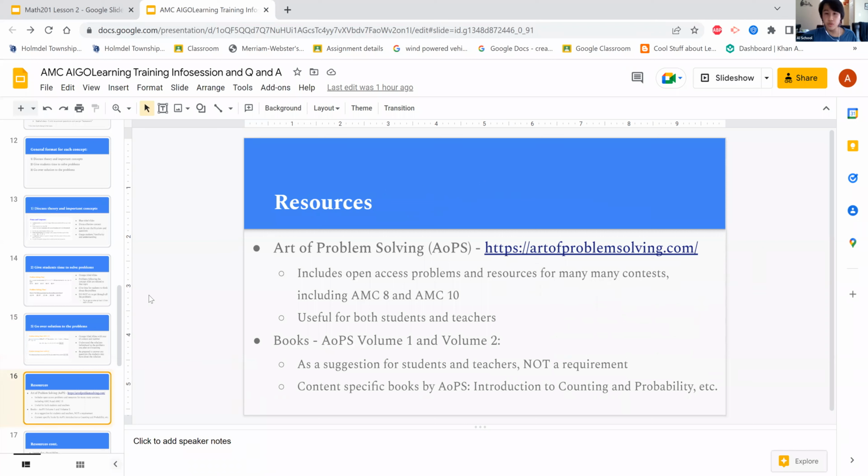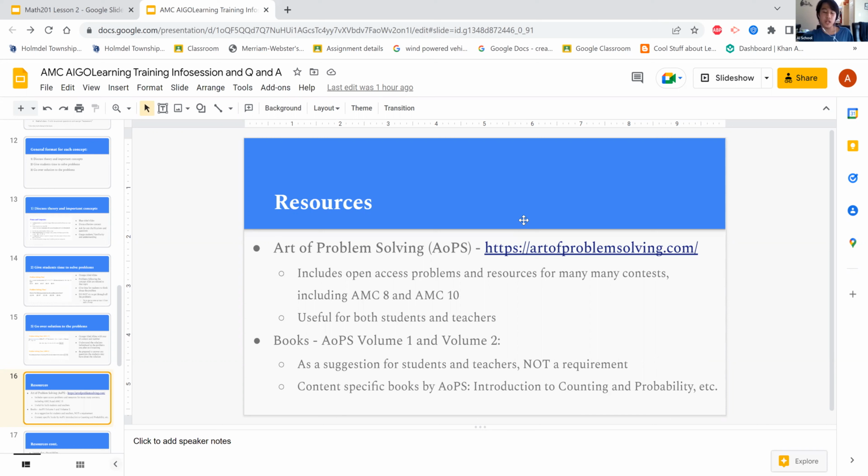All right, so onto some resources that you prospective teachers can use for this. So Art of Problem Solving is probably the best resource for contest math. And it has basically open access problems and resources for many competitions, which you can pull from to give to your students. So this includes AMC 8 and AMC 10 problems. They come with the solutions as well. And obviously, this can be useful for both students and teachers. So you can also introduce this platform to your students as well.